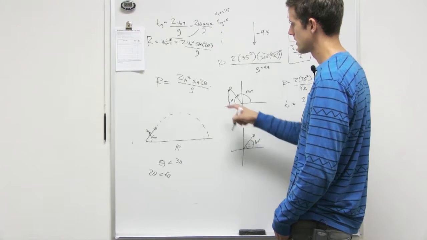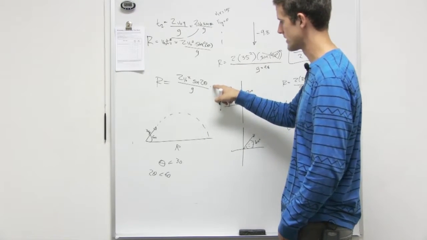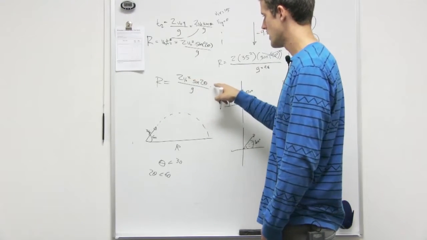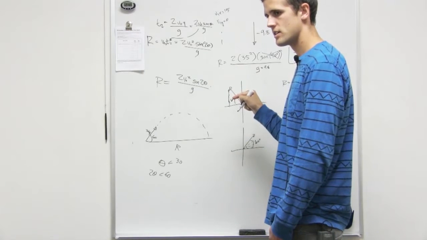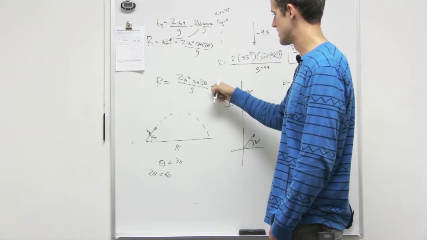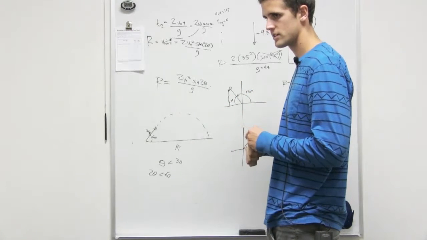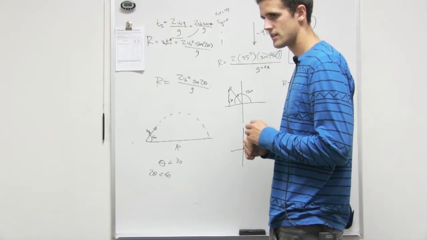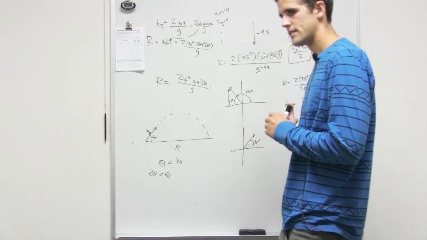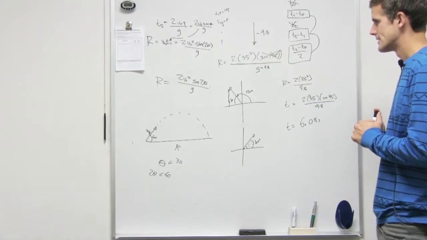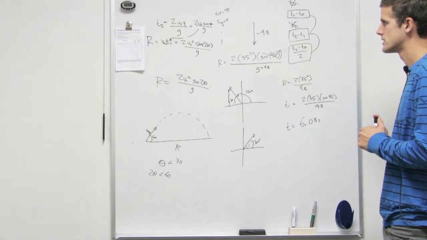So if originally we were at the sine of 60 times this, and now we decrease it, this is going to be less than the sine of 60. Will that increase our range or decrease our range? And we were at 30 originally?